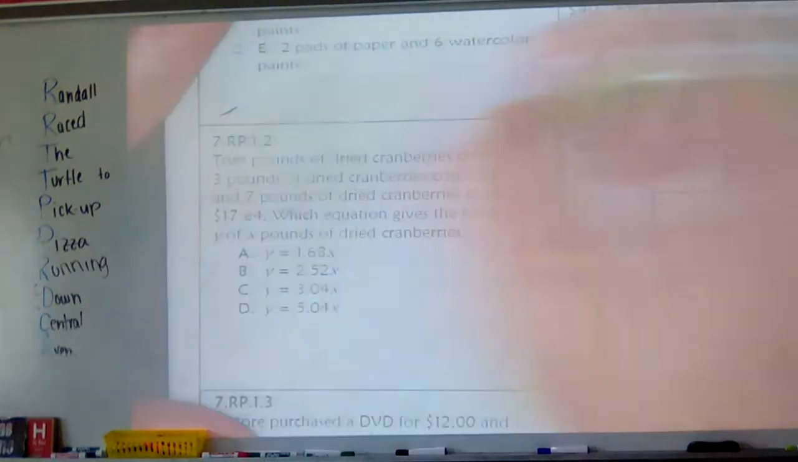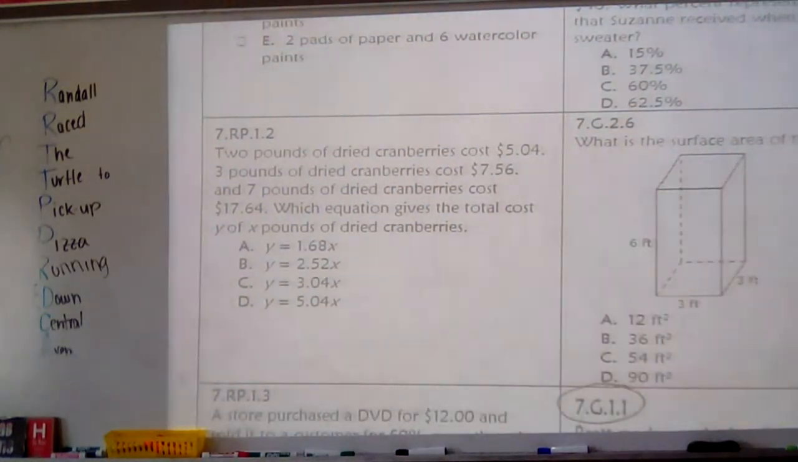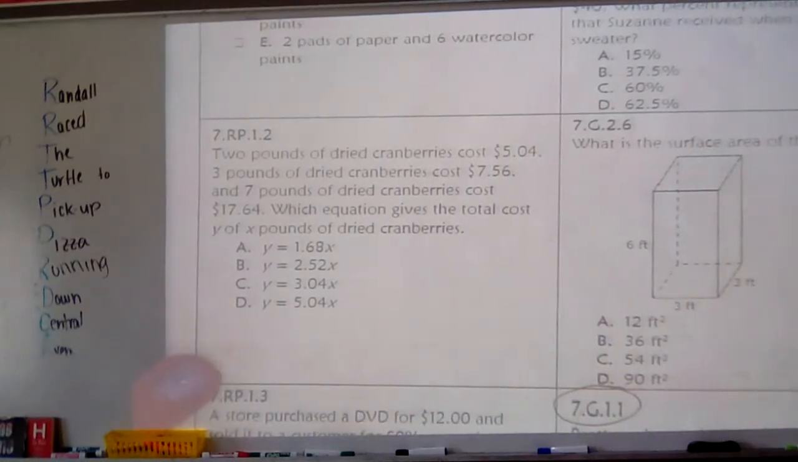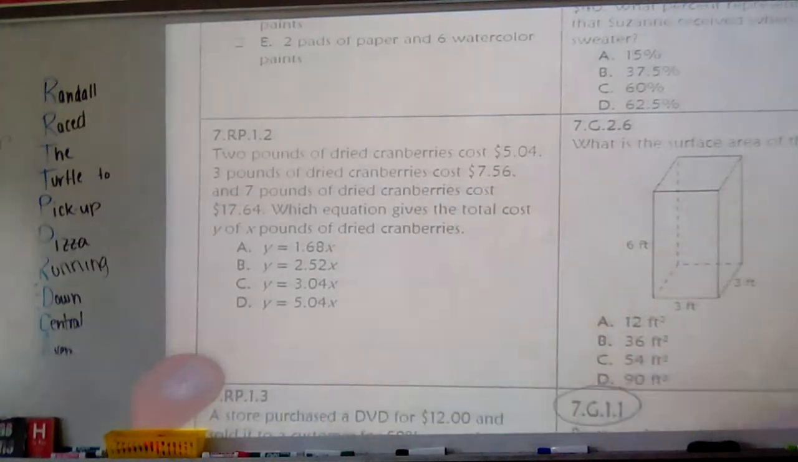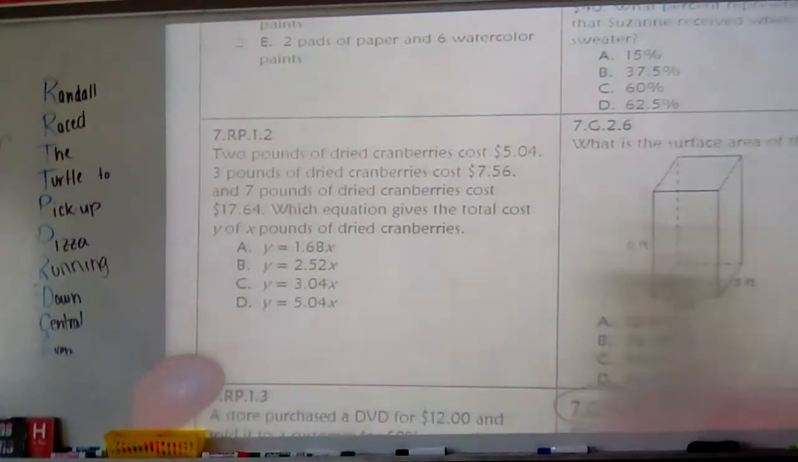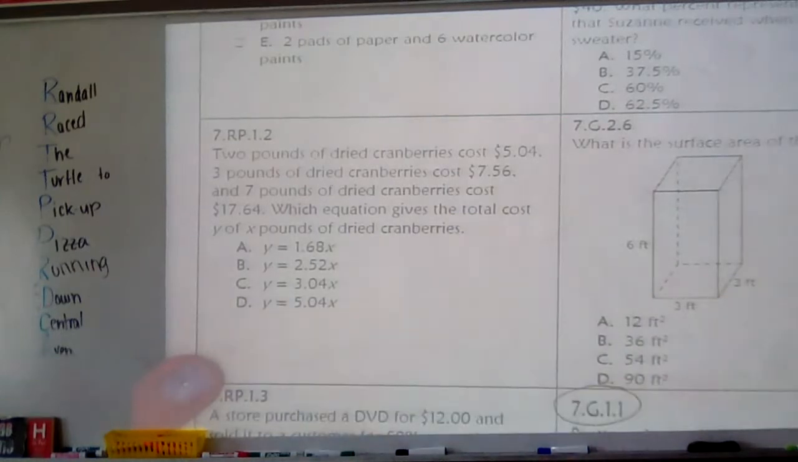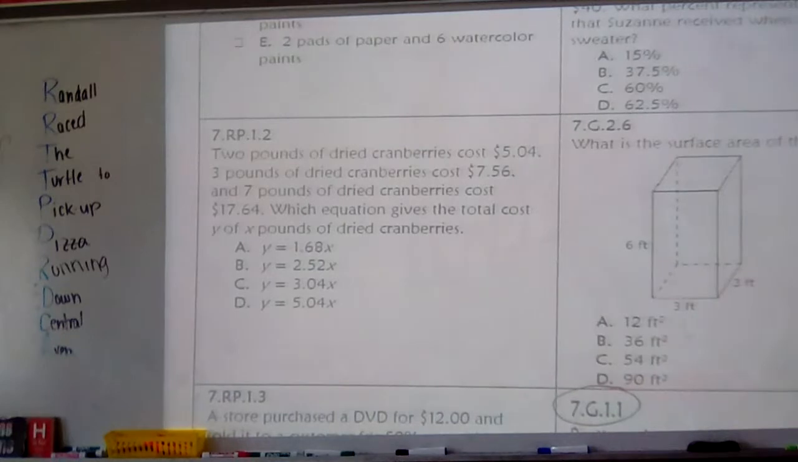All right. Proportions. If we have 2 pounds of sun-dried cranberries and they cost $5.04, 3 pounds of dried cranberries that cost $7.56, and 7 pounds that cost $17.64. Which equation gives the total cost, y, of x pounds of dried cranberries?